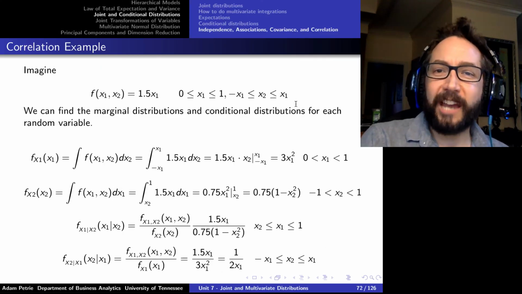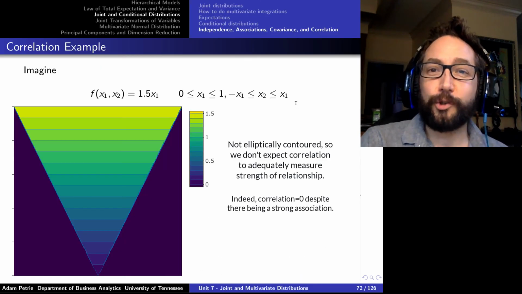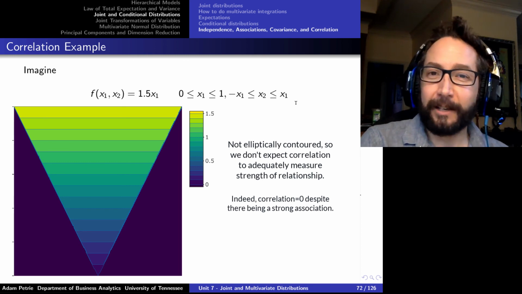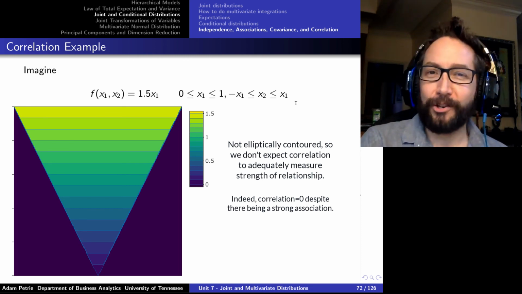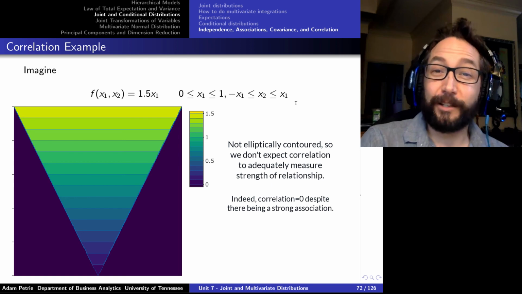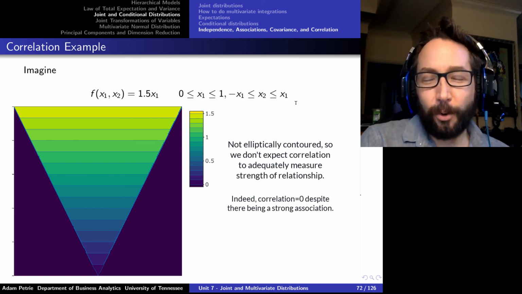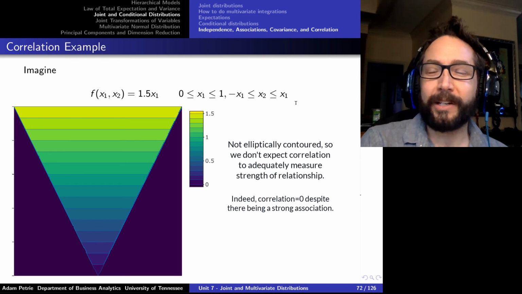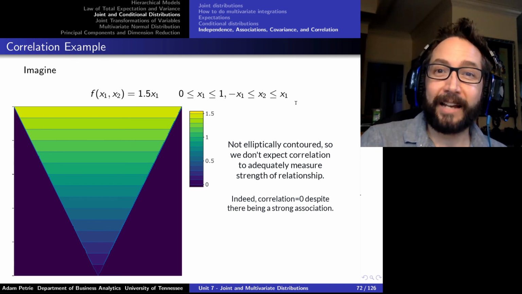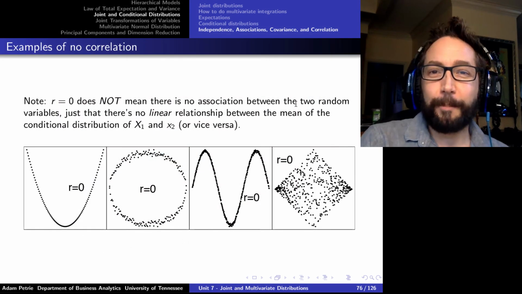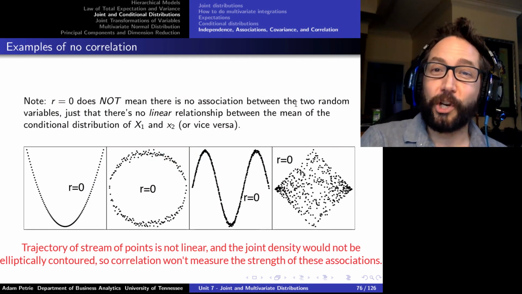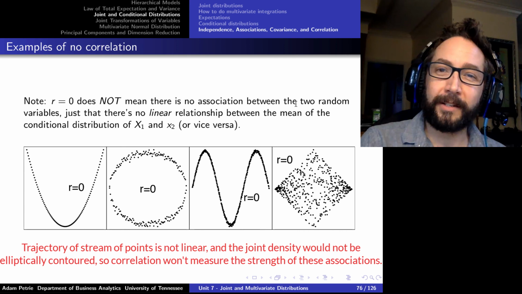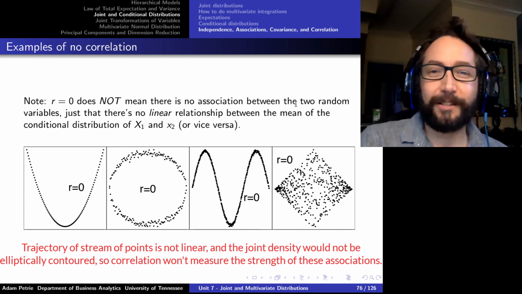And so for this example, if we make a plot of the joint distribution, we see that the shape of this is not really well described by a flattened ellipse. So we wouldn't expect the correlation to do a great job of quantifying the strength of that association. This correlation is really only designed to measure the strength of the association when that joint distribution looks like one of those flattened ellipses. So other examples where there's a very obvious association going on between our two random quantities, but the correlation is zero, are as follows.